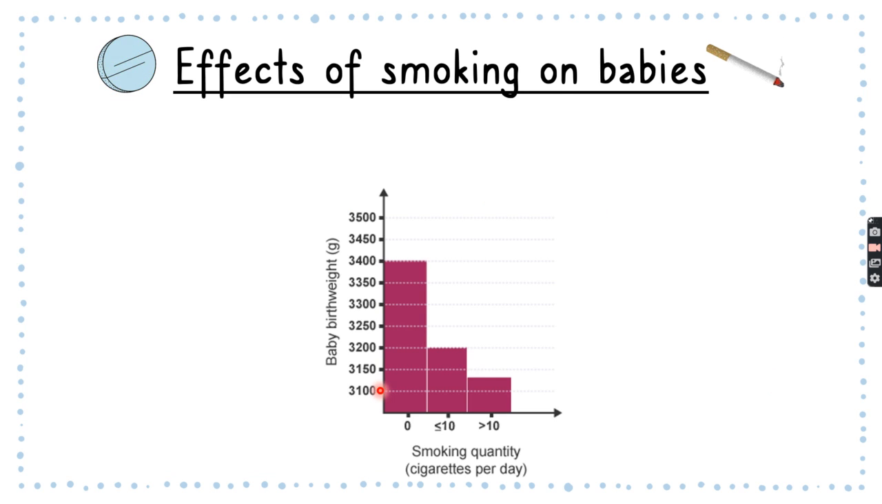Here we have a graph that shows on the y-axis baby birth weight in grams, and on the x-axis smoking quantity of cigarettes per day. You can see here at 0, pretty high, around 3,400 grams, the baby's average birth weight. And if a person smokes up to 10 cigarettes per day, it significantly reduces to 3,200 grams. And if a person smokes more than 10 cigarettes per day while they are pregnant, the baby birth weight becomes much, much lower. If I could make a guess, that's around 3,001.